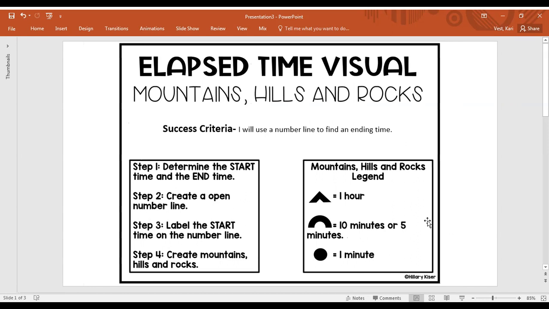Hey, boys and girls, we are going to continue our lesson from yesterday talking about elapsed time. Our success criteria is still that I will use a number line to find an ending time. We will also be using the same pictures from yesterday representing a mountain for 1 hour, the hill for 10 minutes or 5 minutes, or in some cases 30 minutes, and then a rock will represent 1 minute when counting intervals of time to find the ending time.